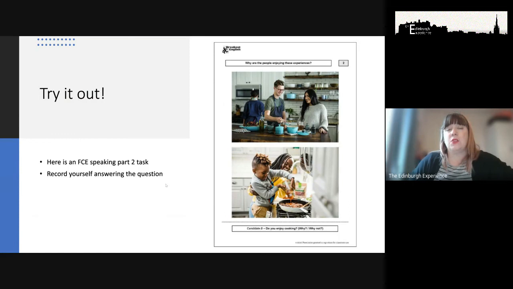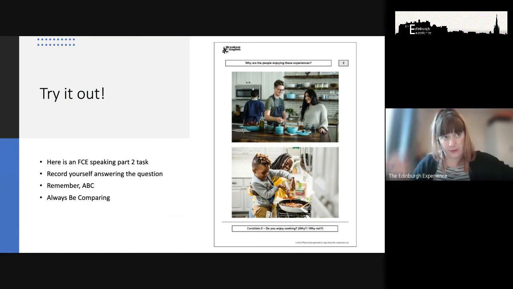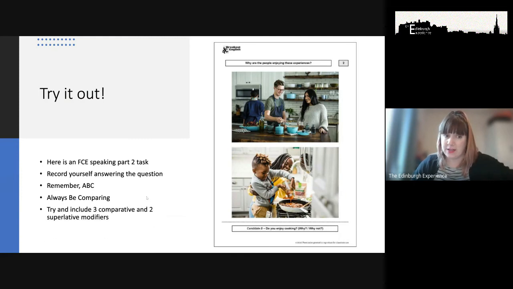Yeah. So when you're doing these kind of tasks, please remember ABC, right? Always be comparing, okay? You want to be constantly comparing the two together. And that's where that extra language that we've looked at today is going to really boost your mark and impress the examiner so much, right? If you're able to add in these extras, okay? I gave you a lot of language there. You don't need to use all of that language. Just try and include a selection, right?